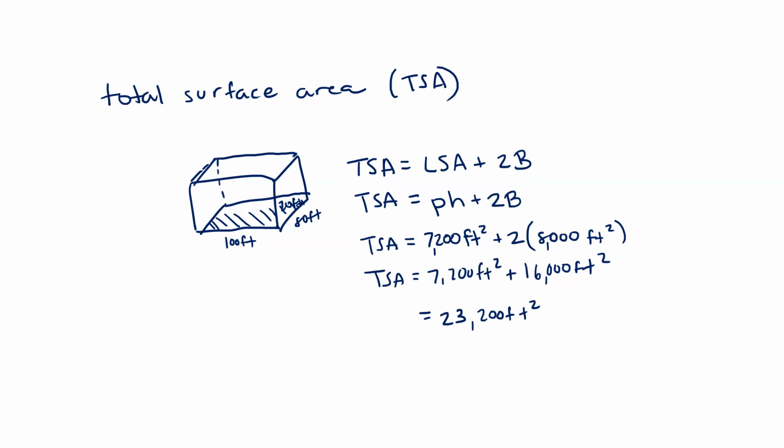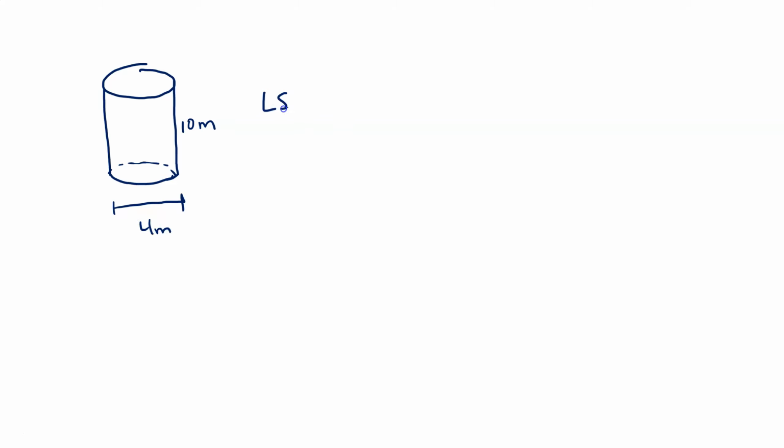Let's try figuring out the lateral surface area and total surface area of a different shape. This time, let's take a look at a cylinder. And our cylinder is going to have a height of 10 meters and a diameter of 4 meters. Let's figure out lateral surface area first, because total surface area is simply lateral surface area plus 2 of the area of the base.